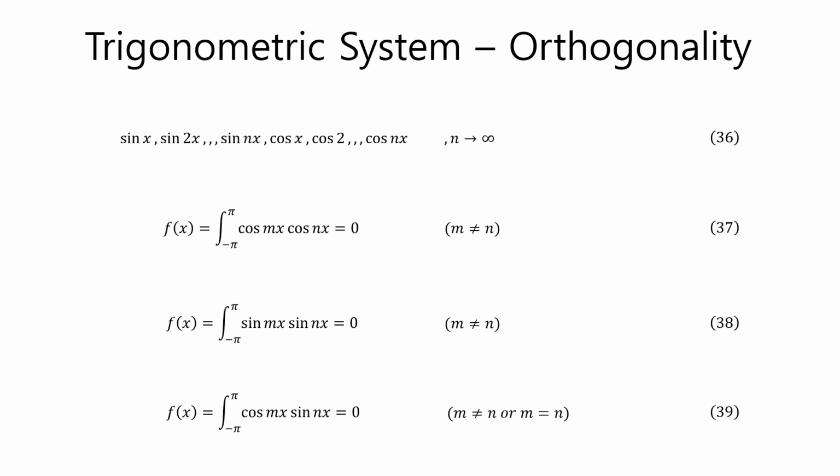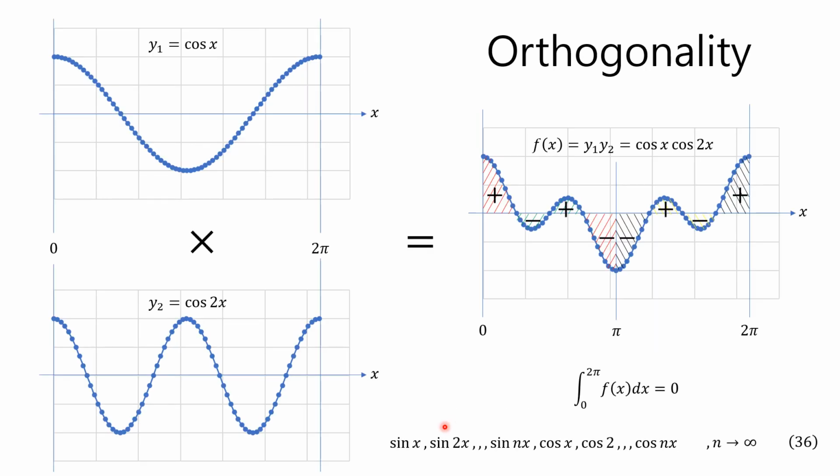Additionally, it can be easily understood by drawing a graph of the function in the integration section. Since the method of proving it mathematically is found in many textbooks, here we will first explain how to understand it visually through a graph of the integration interval. For example, we chose two cosine functions arbitrarily in the trigonometric system shown in equation 36. These are cosine x on the top left and cosine 2x on the bottom left, respectively. Let's multiply these two functions y1 and y2 and call the resulting function f(x).